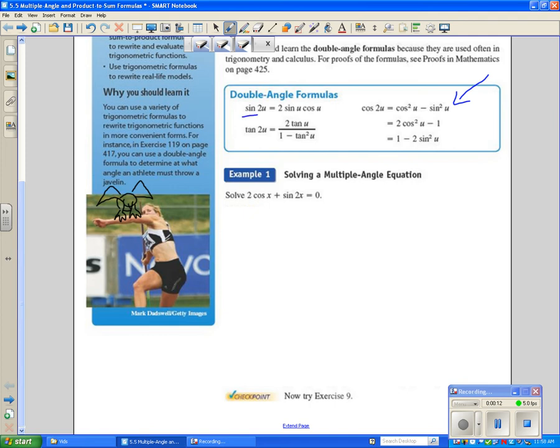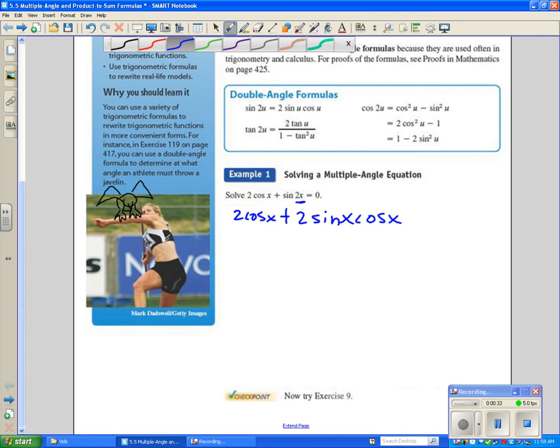So we have sine 2u. Notice we're going to have sine 2x here. We have 2 cosine x, which is already known. Let's go ahead and use this formula and see if we can simplify this or turn it into a factored form. So we get 2 cosine x, and it's sine 2x. Sine 2x is 2 sine x cosine x.